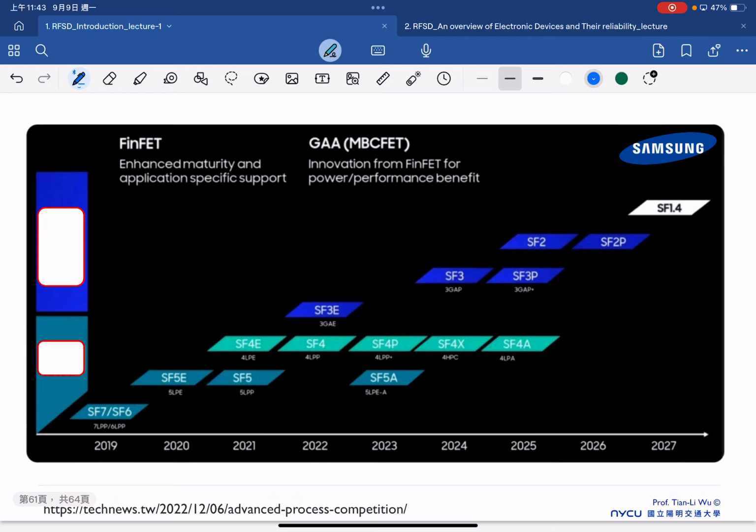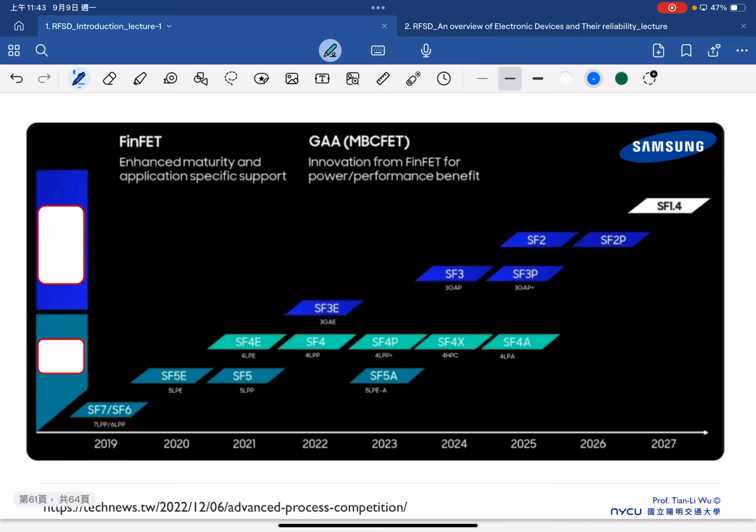Again, this is a roadmap from Samsung. So still, the bottom one is a FinFET, and then the upper one is what they call the GAA. They just have a different name called the MBC FET, but it's actually very similar to the GAA transistor as well.